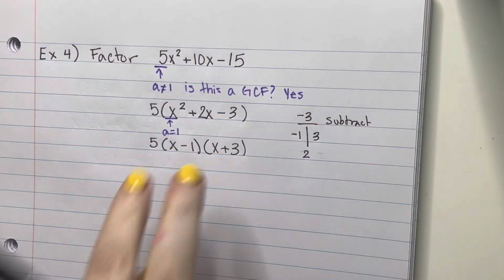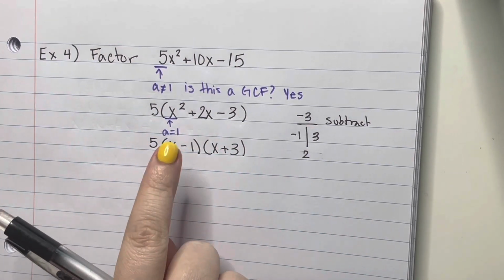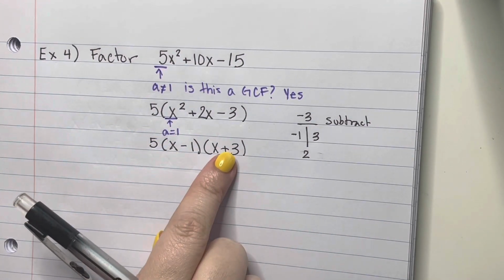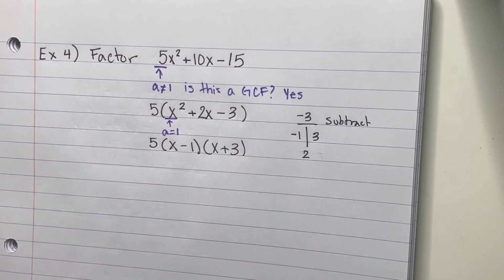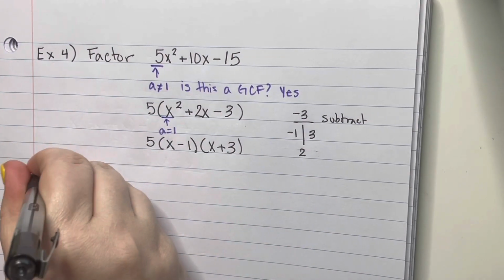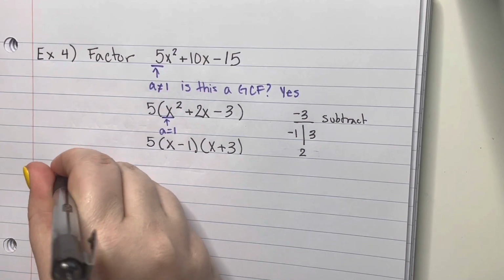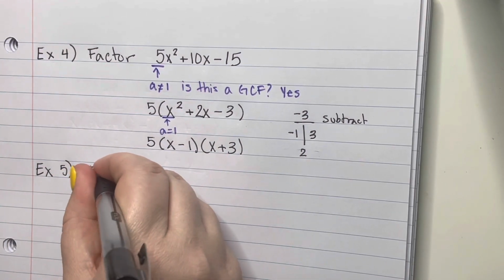And again, you can switch these around. You could put 5, x plus 3, x minus 1. Order does not matter as long as the factors are the same. For our next example, we're going to have another leading coefficient. It's not equal to 1.